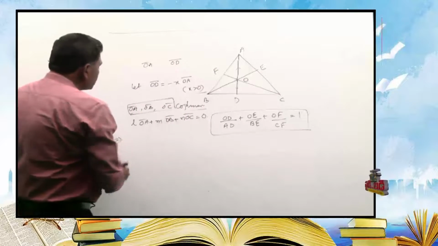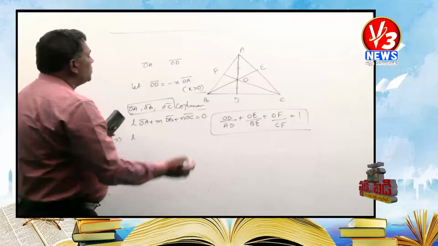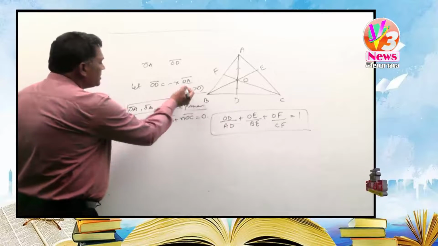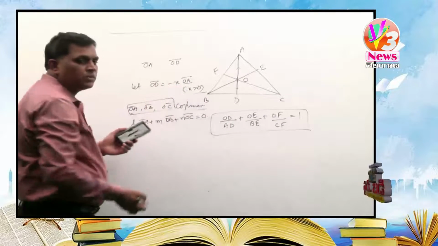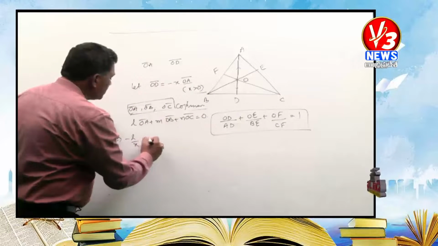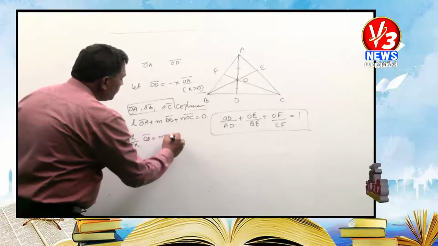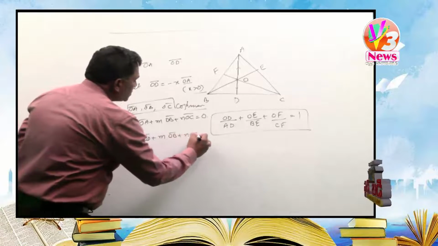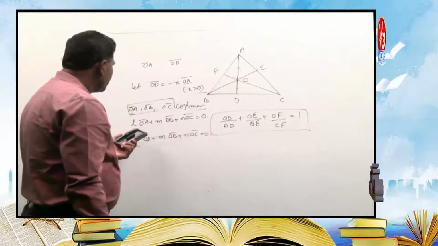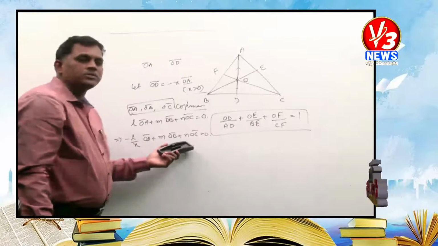Now, in L into OA bar, we have just taken OA bar as minus 1 by x into OD bar. Replace it with that: minus L by x OD bar plus M OB bar plus N OC bar equals 0. With a simple change, the equation has been converted in this way.